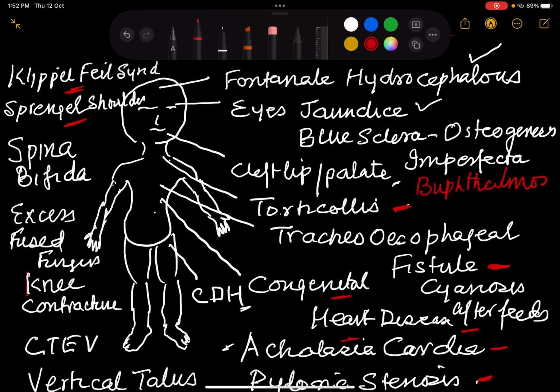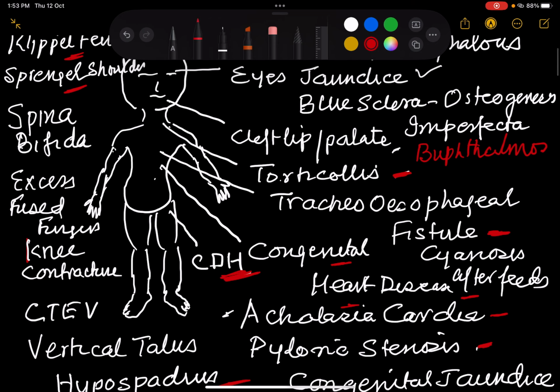Then you look at the upper limb, you see fused fingers, you see congenital absence of limbs, and you can see multiple or more than the normal number of fingers. Then you go to the hip, and if you abduct and externally rotate the hip and there is resistance, that means the child is not able to reach a cross-legged position, then you think of congenital dislocation of hip.